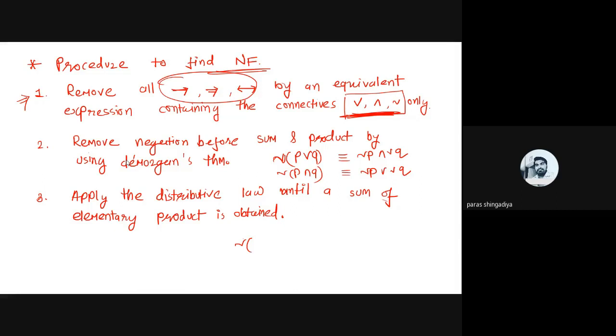You just have to define that whichever compound statement is given, if it has a conditional or biconditional operator, you have to replace it by using such equivalent expressions which include the or operator and negation only. And if there is a negation before this sum and product, we can remove it by using the De Morgan law. And apply the distributive law also there until a sum of elementary products is obtained.